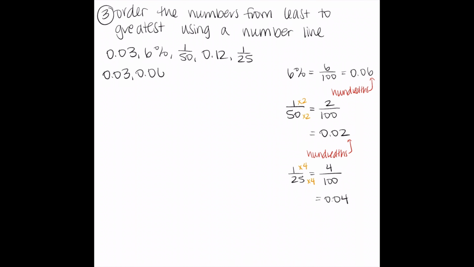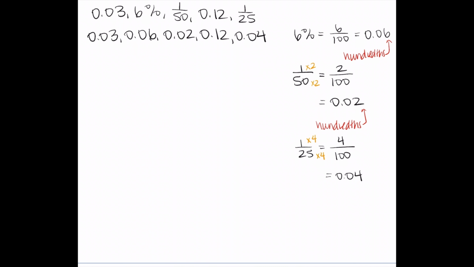So now that I've converted everything, we'll write all the decimals out. We have 0.03, 6% was 0.06, then we have 0.02 from the 1/50th, and then the 0.12 was given, and the 1 over 25 was 0.04. Now the directions for this one said to show everything from least to greatest on a number line. So we're going to go through and make a number line now.